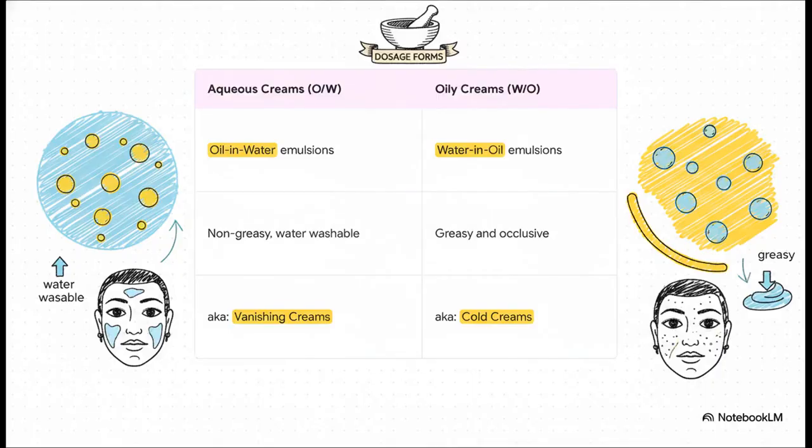Okay, you're definitely going to want to remember this slide because this is a classic exam topic. Creams are either oil and water, or OW, where tiny oil droplets are scattered in water. These are your non-greasy, easy-to-wash-off, vanishing creams. The other type is water and oil, or WO, where it's the opposite. Water droplets are suspended in oil. These are greasier, more occlusive, and you might know them as cold creams.